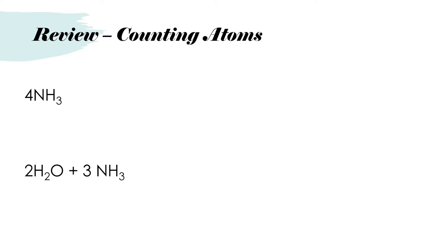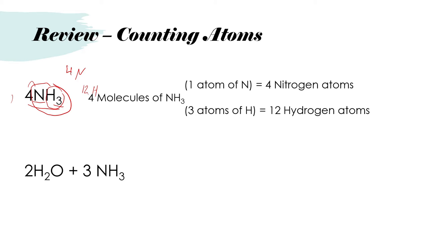So the review here, we're just doing a review of how to count atoms in a molecule. Right here, on this side, we've got 4 NH3, which is 4 ammonia. So we have 4 molecules of NH3. In each one, we're going to have 1 nitrogen and 3 hydrogens. So that means we have 4 times 1, we have 4 nitrogens, and we have 4 times 3, that's 12 hydrogens. And I believe, yeah, written out just a little bit clearer right there.